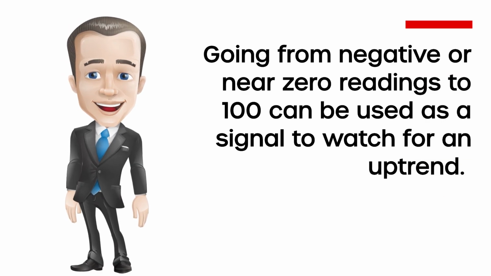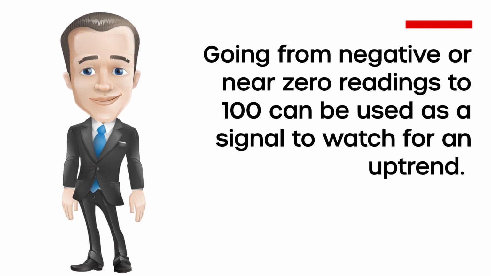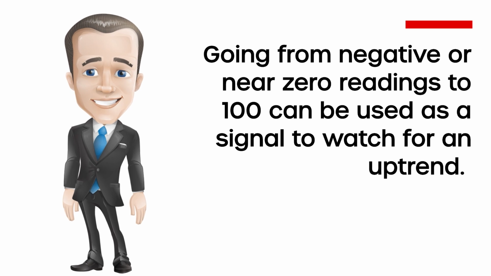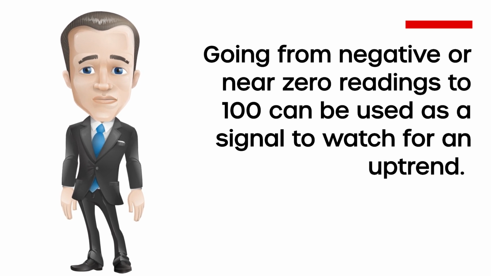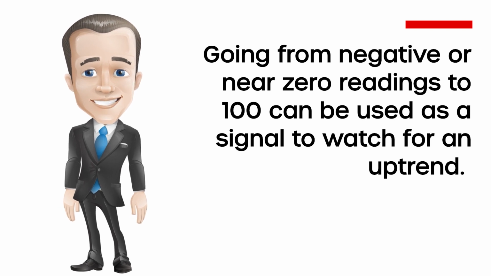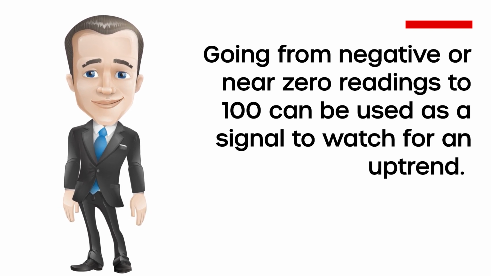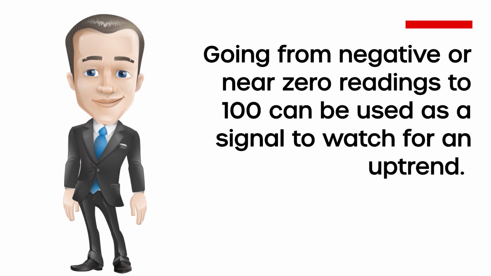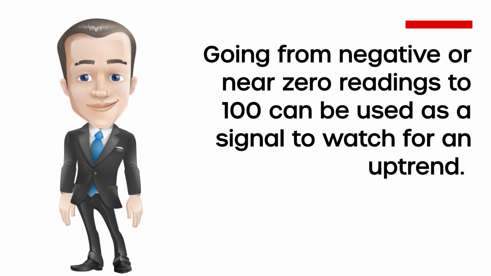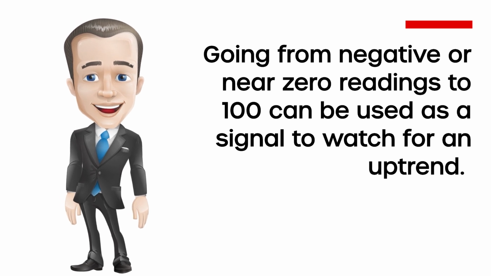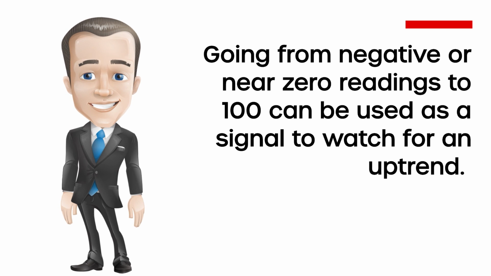Based on this information, an emerging bullish trend, going from negative or near zero readings to 100, can be used as a signal to watch for an uptrend. A move from below zero to plus 100 means it is getting ready to move higher. A pullback to the zero level can be a buying opportunity. When the stock is moving to the upside is when to get in. CCI is very helpful.